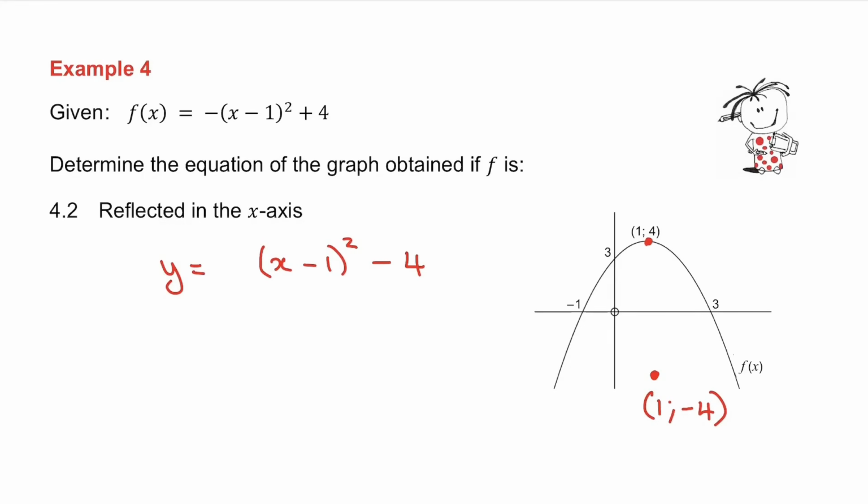Now what has happened to my graph when I reflect it is the whole graph has turned upside down. My a value in the original graph is minus 1. So what is my a value in the reflected graph? It's plus 1. In other words, my equation is y equals x minus 1 squared plus 4.